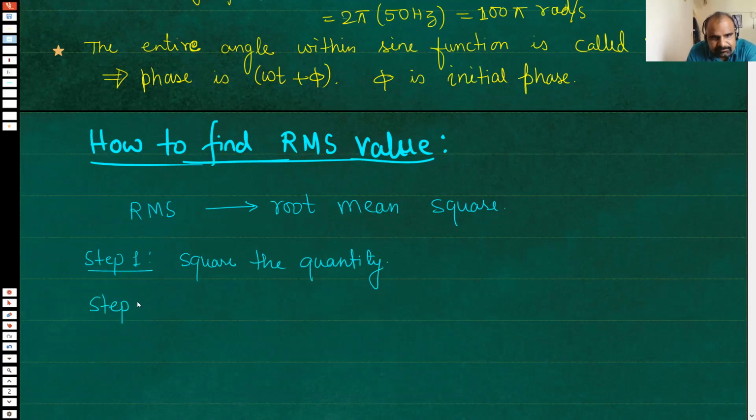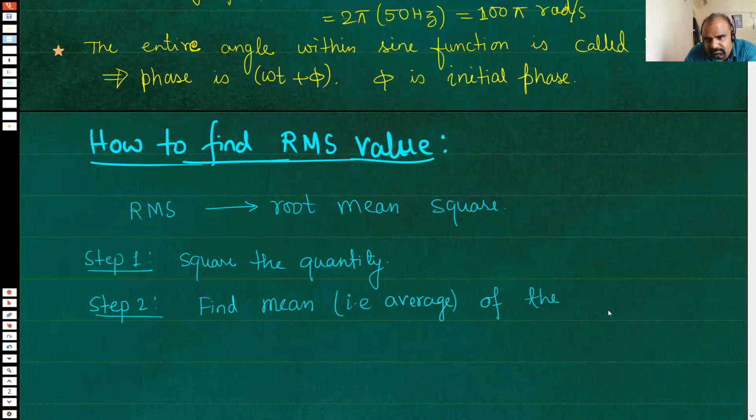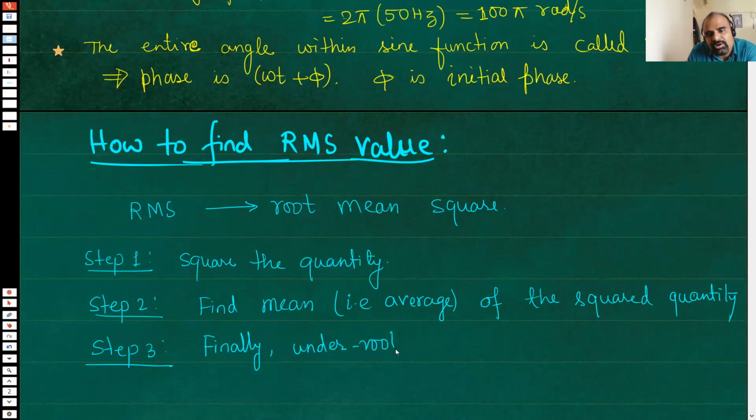Step 2 is find mean. By the way, mean means average of the squared quantity. And the third step is finally underroot it. Underroot it means find the square root of it.